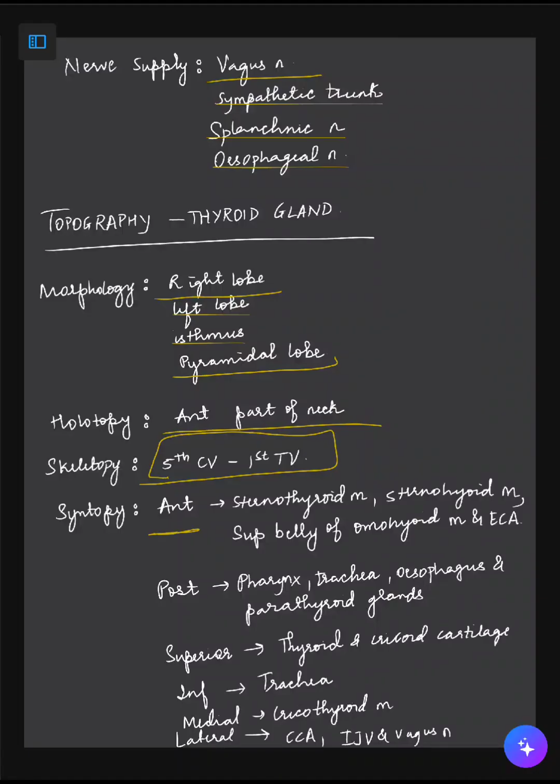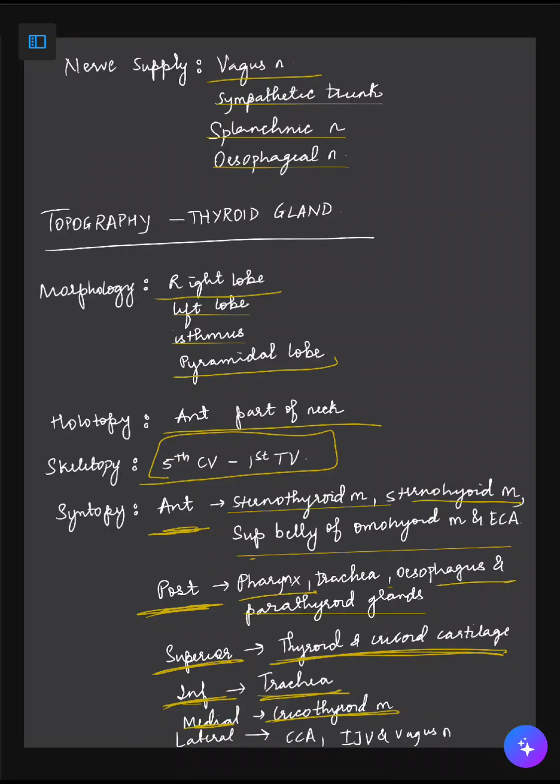Syntopy is anteriorly sternothyroid muscle, sternohyoid muscle, superior belly of omohyoid muscle and external carotid artery. Posteriorly is pharynx, trachea, esophagus and parathyroid gland. Superiorly is thyroid and cricoid cartilage. Inferiorly is trachea, medially is cricothyroid muscle and laterally common carotid artery, internal jugular vein and vagus nerve.